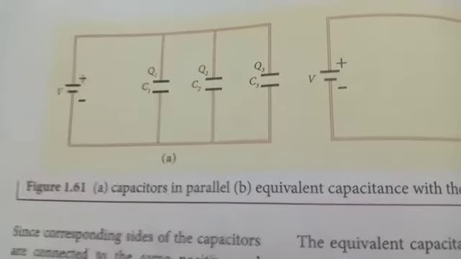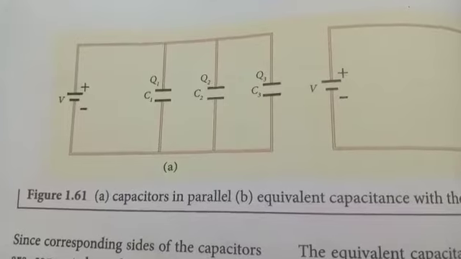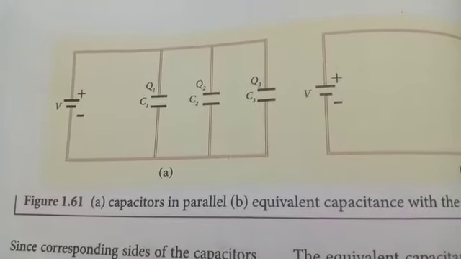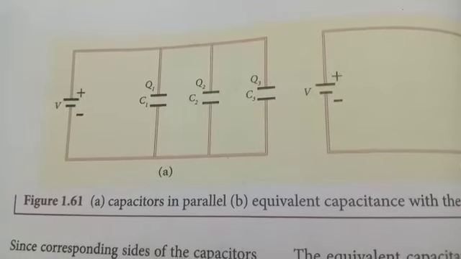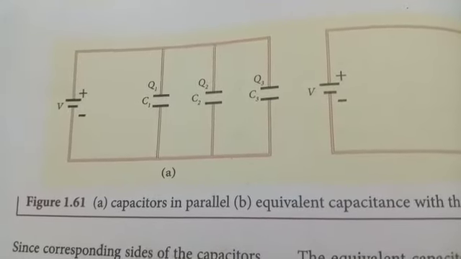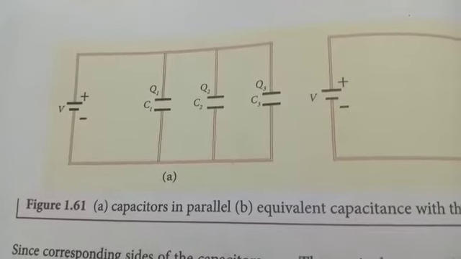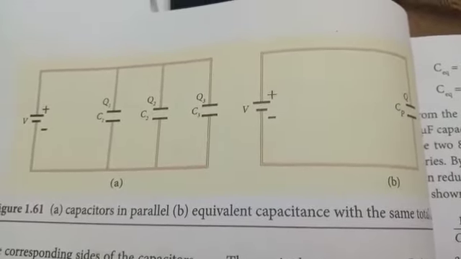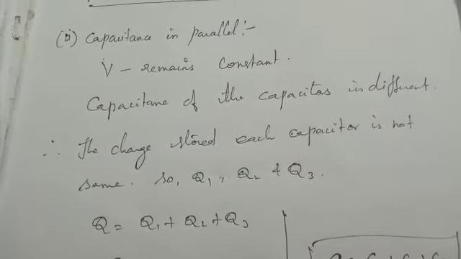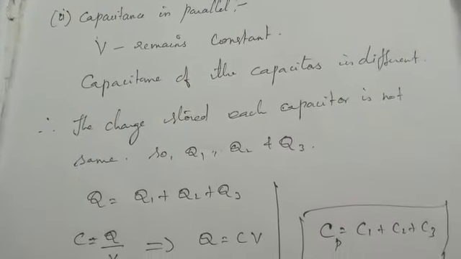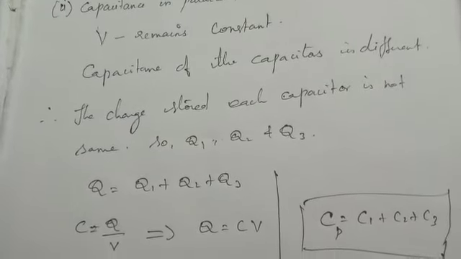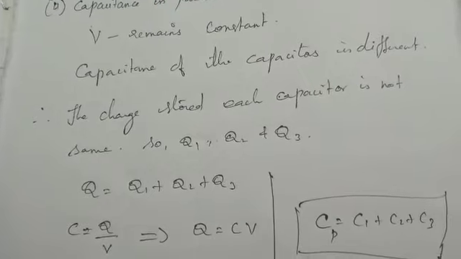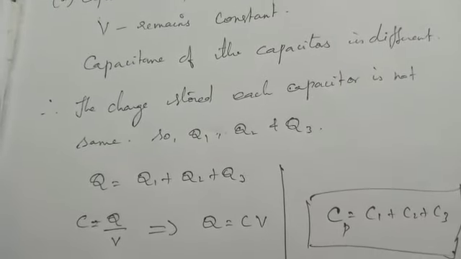Then capacitance in parallel. The parallel connection looks like this. C1, C2 and C3 are separate capacitors, and the potential difference remains constant. So the charges are also different: Q1, Q2 and Q3. We have to find the CP value here. For capacitance in parallel, V remains constant. The capacitances of the capacitors are different, so the charge stored in each capacitor is also different, not the same: Q1, Q2 and Q3.